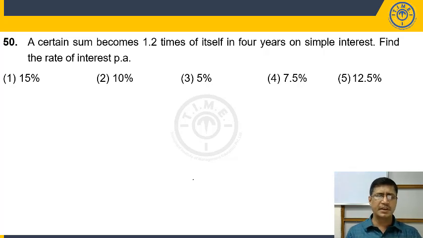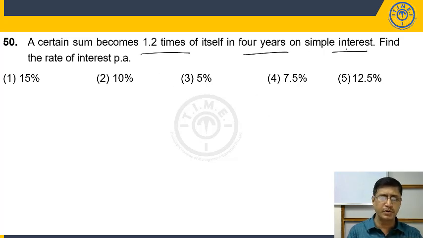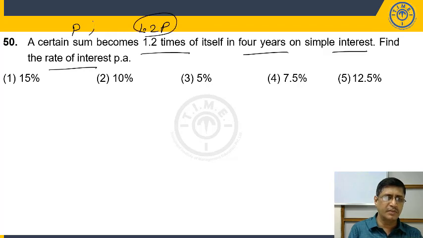A certain sum becomes 1.2 times of itself in 4 years on simple interest. Becoming 1.2 times in 4 years under simple interest, the rate of interest is to be found. What is the formula for simple interest? Simple interest is equal to PNR by 100. I am taking the sum as P, it is becoming 1.2P. The difference between these two numbers is the interest value, that is 0.2P.